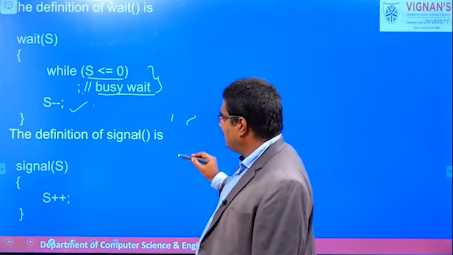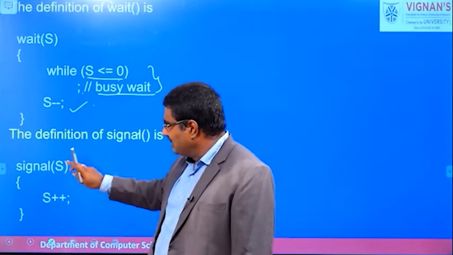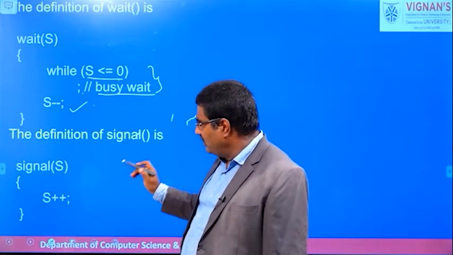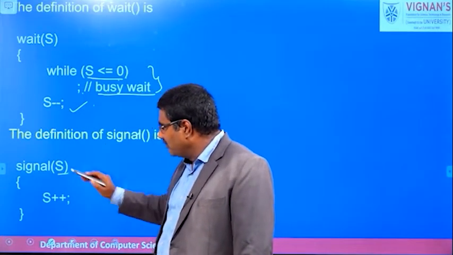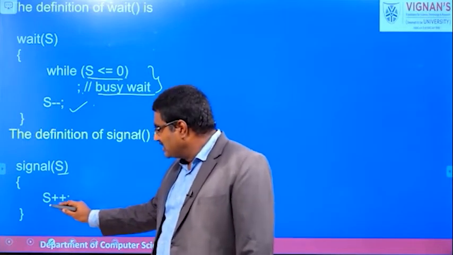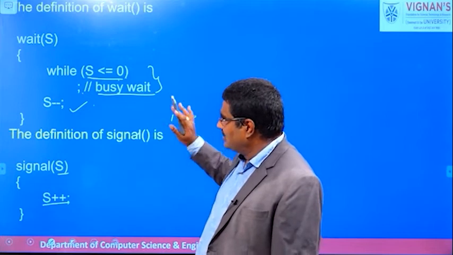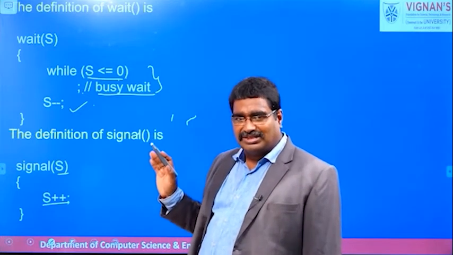And the other one is the signal function. What is the signal function? The signal is another function that modifies the semaphore, and it takes the semaphore as a parameter. It simply increases the semaphore value by 1. So there are two functions, one is wait and another one is signal.